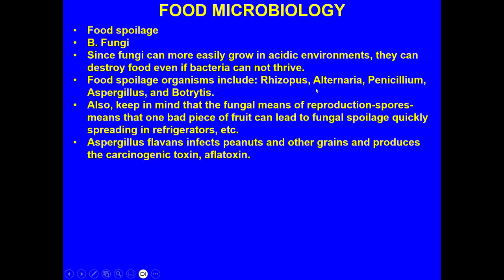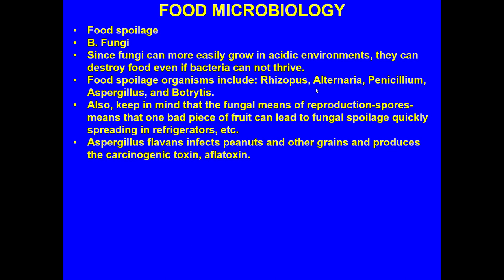When we talk about fungi, though, since fungi can more easily grow in acidic environments, they can destroy food even if the bacteria can't thrive. So we're talking about food spoilage organisms like Rhizopus, Alternaria, Penicillium, Aspergillus, and Botrytis. You want to also keep in mind that the fungal means of reproduction, that is the spores, means that one bad piece of fruit can lead to fungal spoilage quickly spreading in the refrigerator. You hear that saying, one bad apple spoils the whole barrel of apples. To a point, that's true. Because if that first apple is creating the spores, very quickly the rest of the spores may become airborne and settle on the other pieces of fruit.